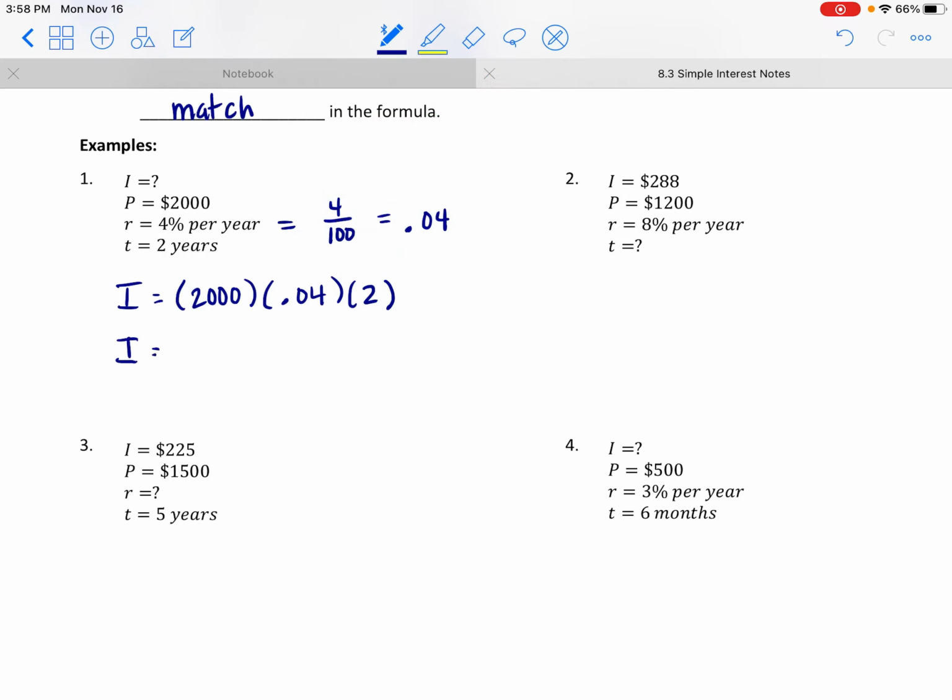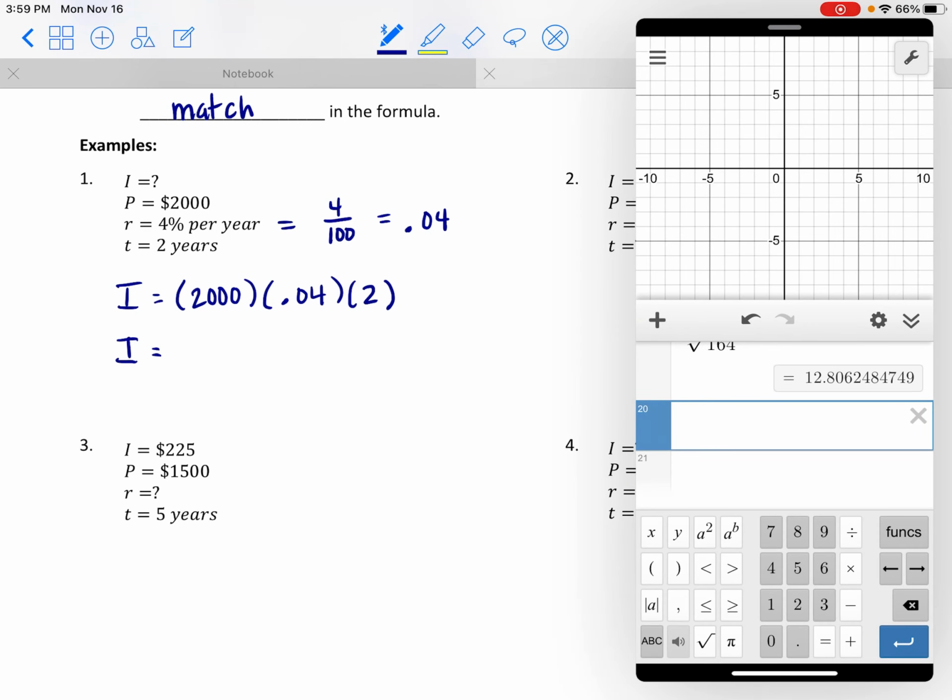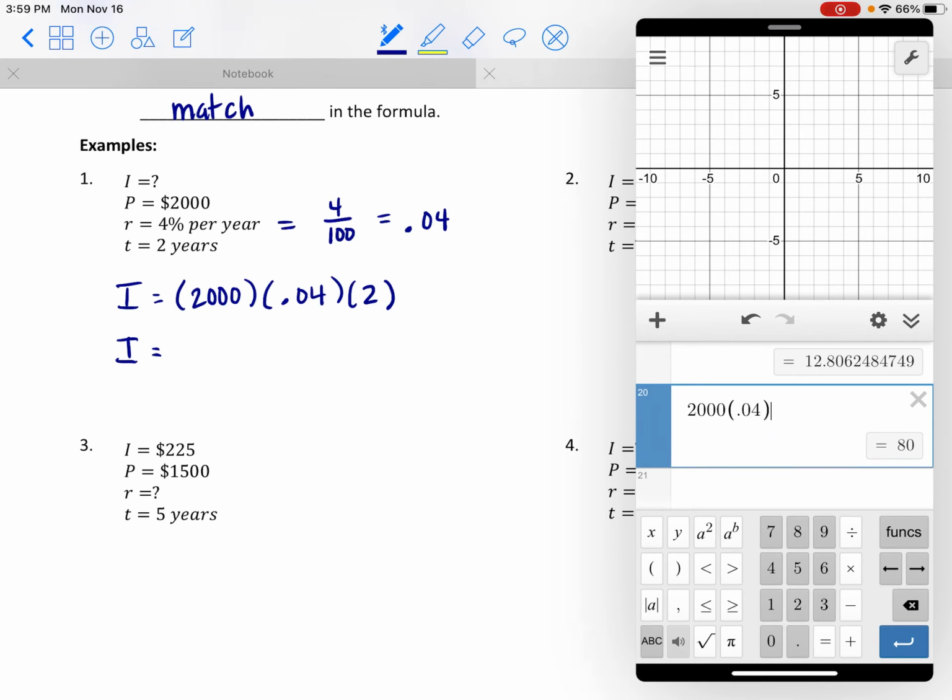Those units match, so we're good to plug everything into the formula as is. And nothing to do to solve here. This is just going into the calculator from here. So 2,000 times 0.04 times 2 is going to be 160, and that's $160 of interest accruing. So if you invested that money at that rate for that amount of time, you would earn $160, or if you borrowed that amount of money at that rate for that amount of time, you would have to pay back the $2,000 that you borrowed plus that $160 fee. Okay, so the interest earned here, or accrued here, is 160.